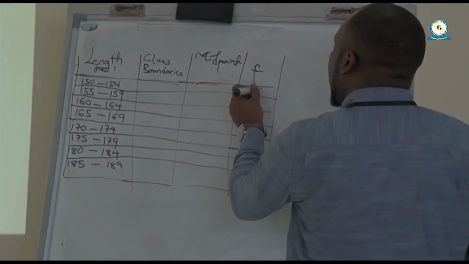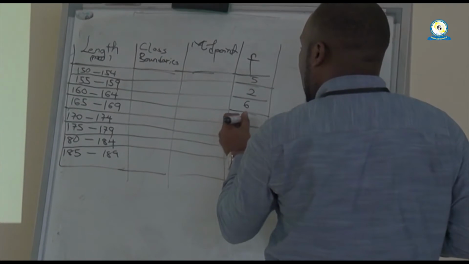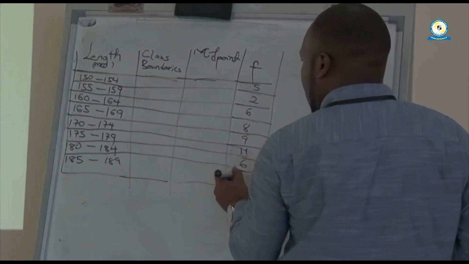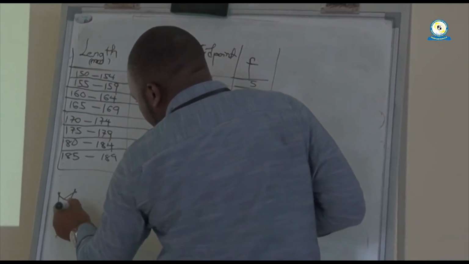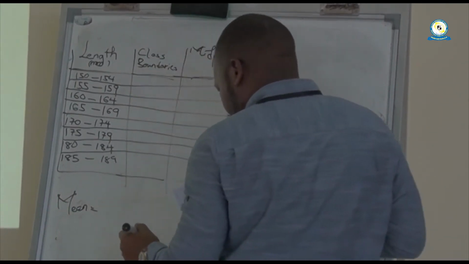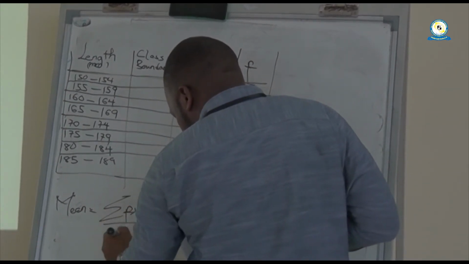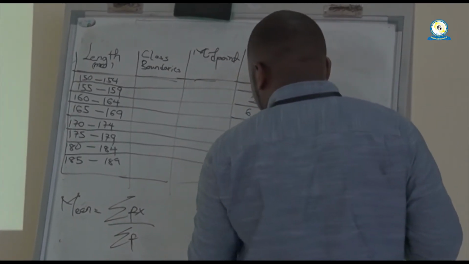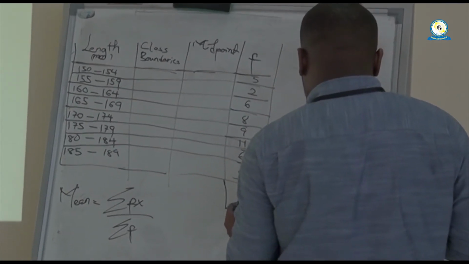Frequency is given as the following: 5, 2, 6, 8, 9, 11, 6, 3. We start by calculating the mean. Mean is the summation of frequency times midpoint, divided by the summation of frequencies. So you need to add the following frequencies. If you add them, you get 50.